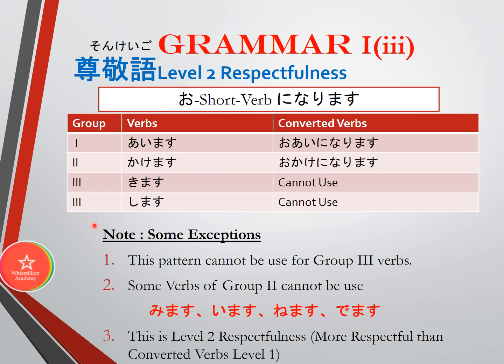Kimasu and shimasu, this is group 3. Group 3 is cannot use this form. Some verbs in group 2 cannot be used as well. For example, mimasu, imasu, nemasu, demasu. This verb has only one consonant. For this kind of verbs, we are not allowed to use ni narimasu. This is a level 2 respectfulness. It is more respectful than level 1 converted verbs.